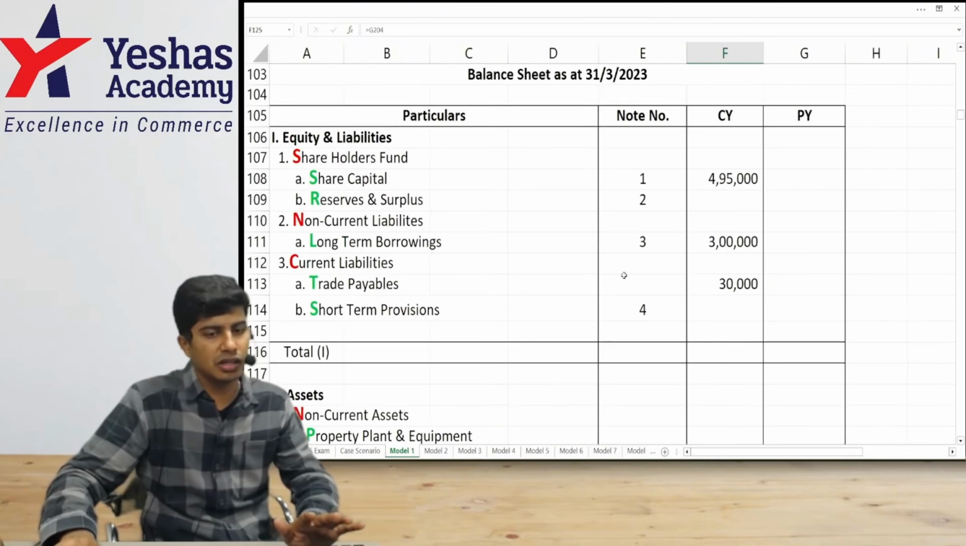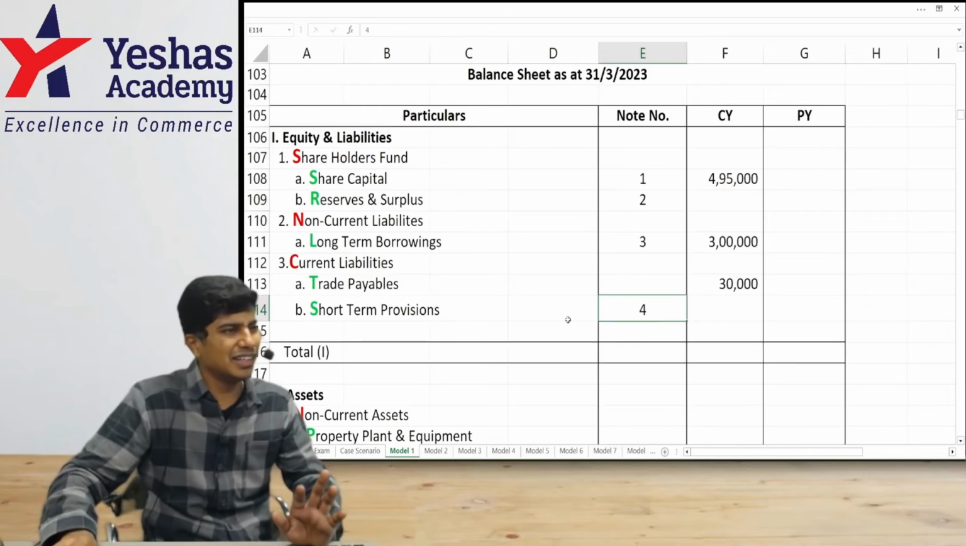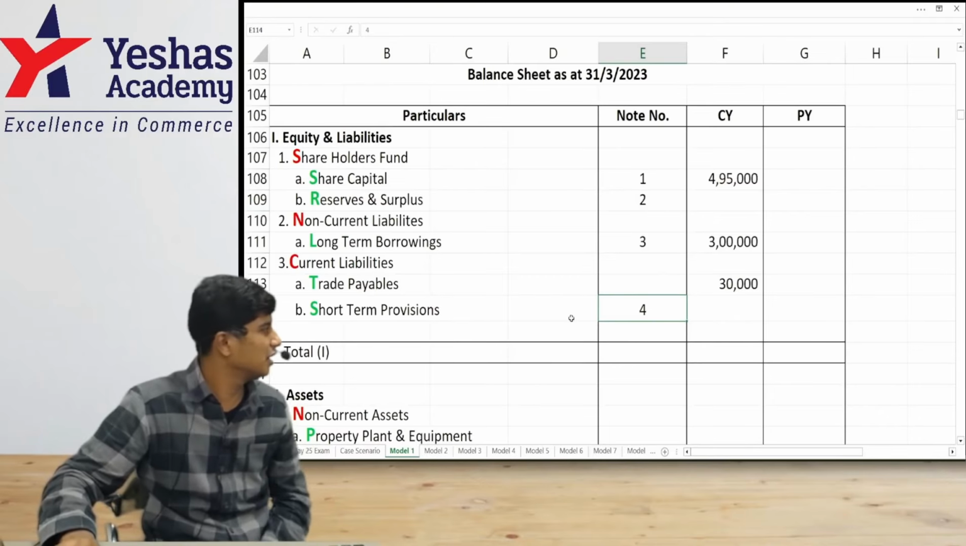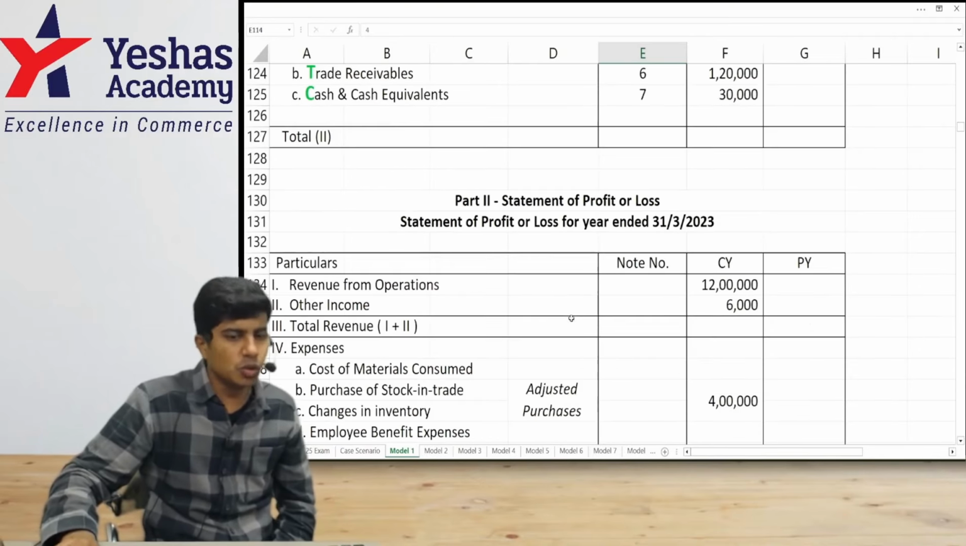No, two items missing. Reserves and surplus and short term. Sir, balancing figure. Balance sheet and balancing figure. Clear is sir. Don't do that. Come, let's go to PL.